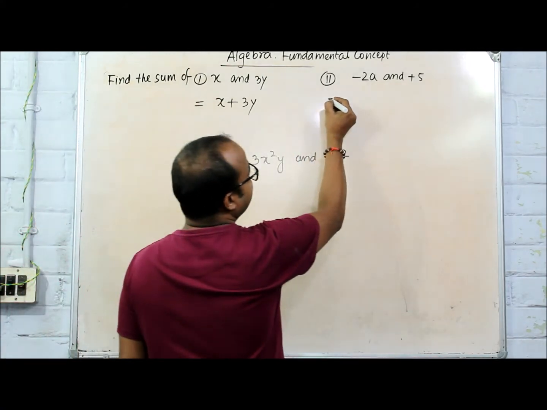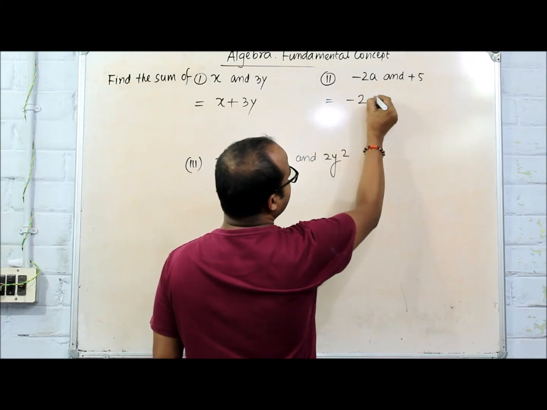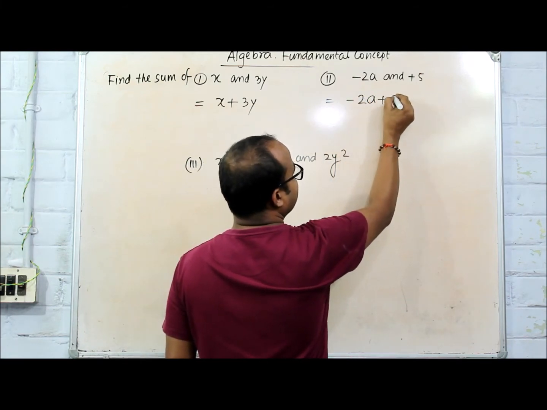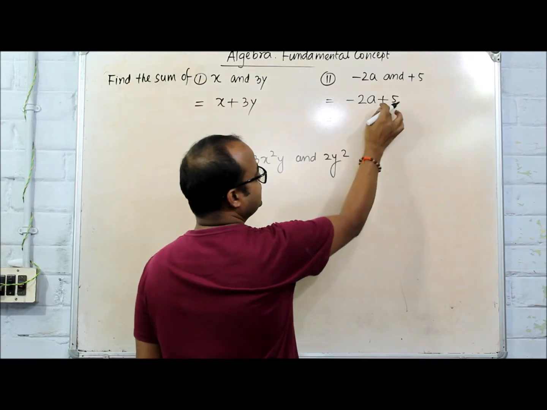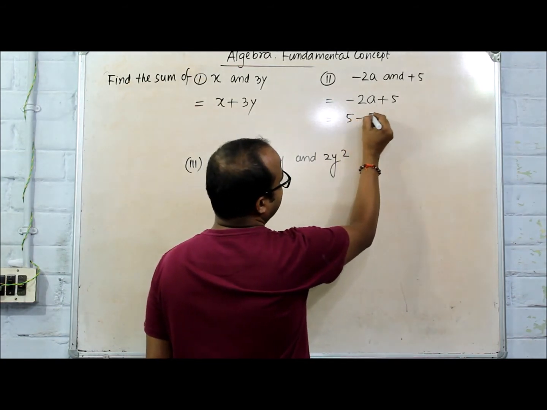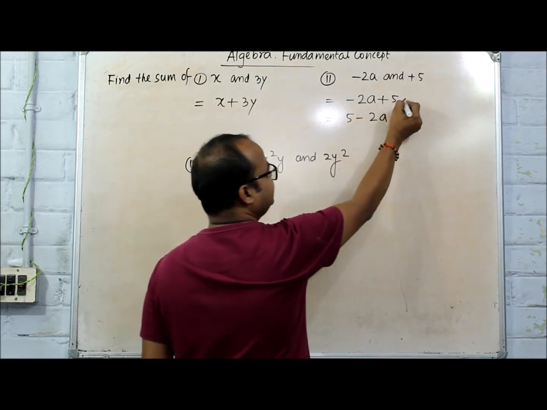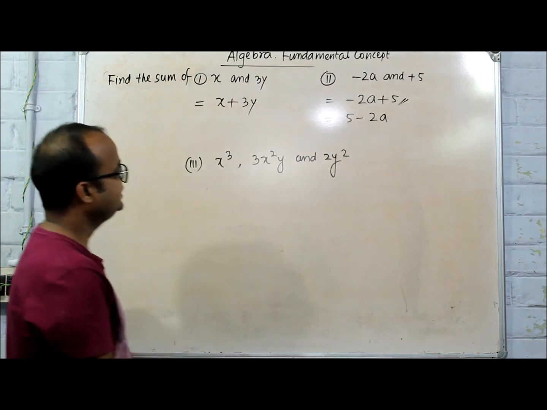So minus 2a and 5. So the answer will be minus 2a plus 5. Or you can write the positive sign first. So 5 minus 2a. Anyone. You can leave it here or you can simplify it.